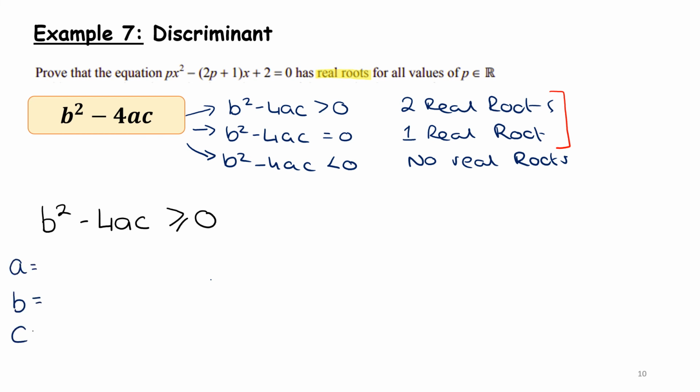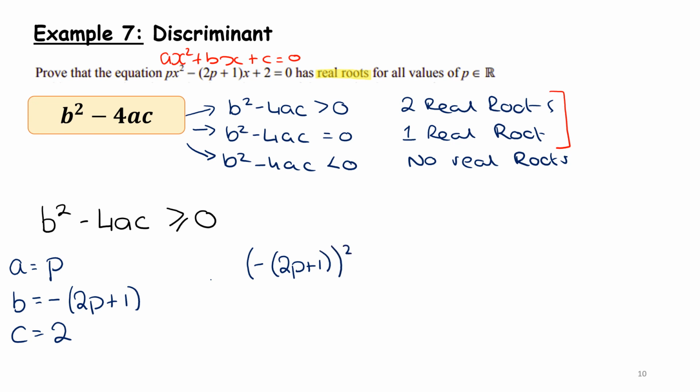So a, b, and c. In your equation, it is ax squared plus bx plus c equals 0, and that is from page 20 of your log tables, where it'll give you that quadratic. A is the coefficient of x squared, which is p. B is the coefficient of x, which is minus 2p plus 1. And c is 2. So b squared, which is minus 2p plus 1 squared, minus 4 times a times c.